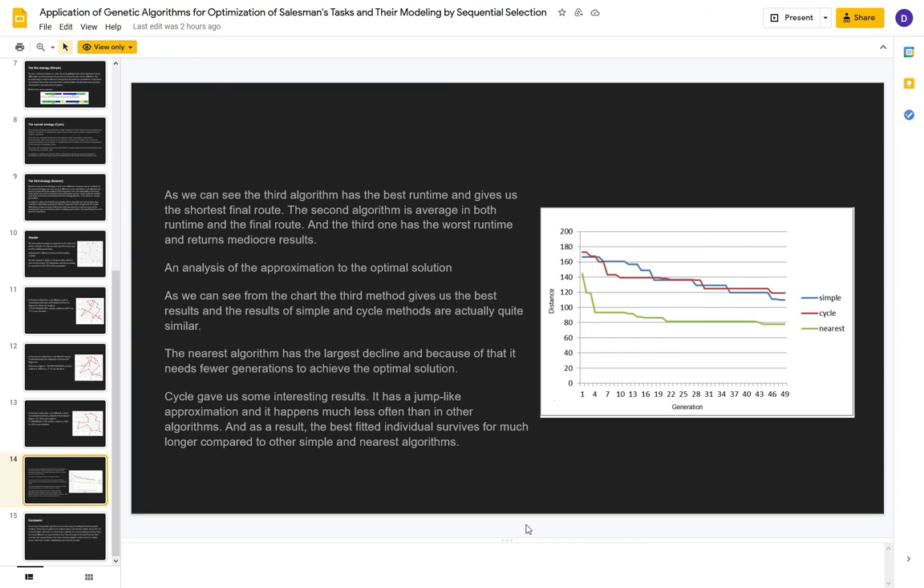An analysis of the approximation to the optimal solution. As we can see from the chart, the third method gives us the best results, and the results of simple and cycle methods are actually quite similar. The nearest algorithm has the largest decline, and because of that, it needs fewer generations to achieve the optimal solution. Cycle gave us some interesting results. It has a jump-like approximation, and it happens much less often than in other algorithms. As a result, the best fitted individual survived for much longer compared to the other simple and nearest algorithms.